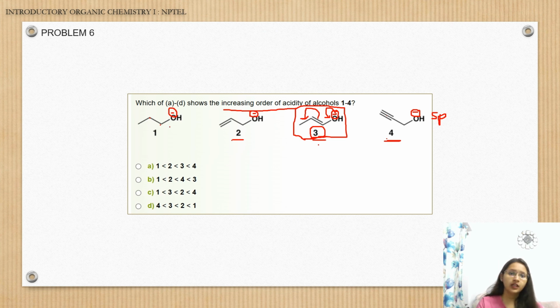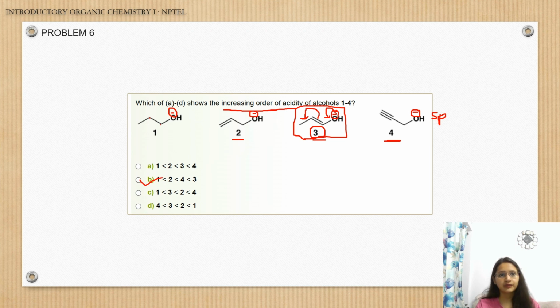So the correct order will be what? The correct option will be option number B. Why? Because 3 has another stabilization, which is because of the delocalization. So you have to think about that also. Instead of just sp2 and sp3, another factor governing here is delocalization. That is why 3, which should be less acidic than 4, is more acidic because of the delocalization. So 3 is highest in acidity, then 4, then 2, and then 1. This will be the correct answer.